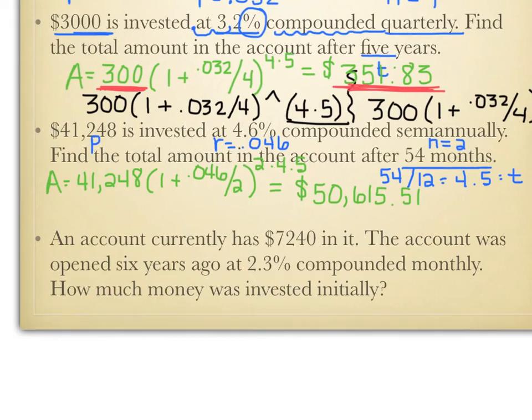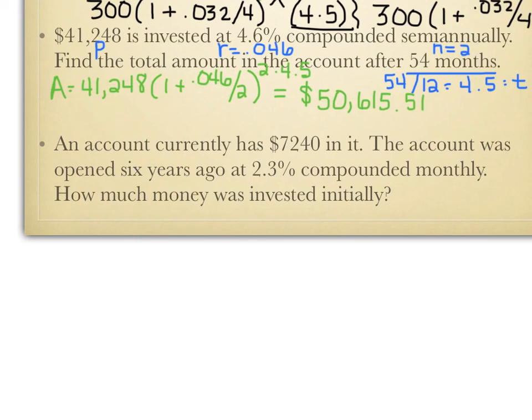Okay, one more to throw at you. An account currently has $7,240 in it. The account was opened 6 years ago, and I want to point out that word ago, at 2.3% compounded monthly. How much money was invested initially? So technically in this one, we are looking for the P value. We have the A, and we're looking for the P.